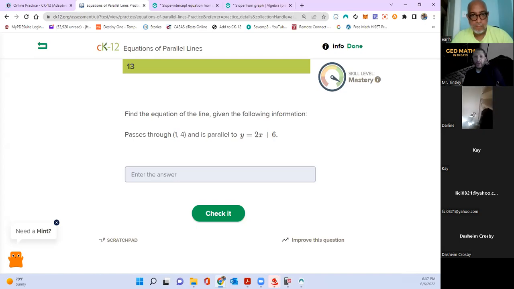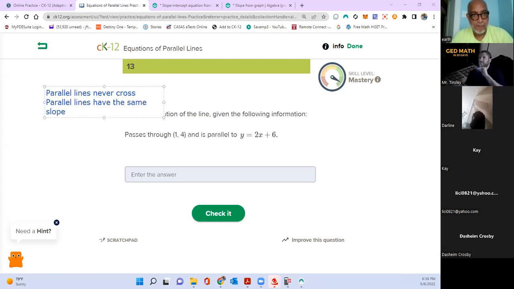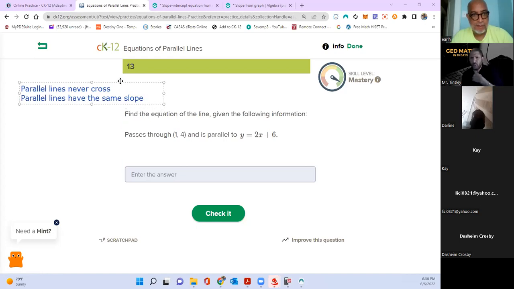So what do we know about parallel lines? They never cross. They run alongside each other, going on to infinity. What else? This is what's most important for our purposes. They don't go in opposite directions. They have the same slope.